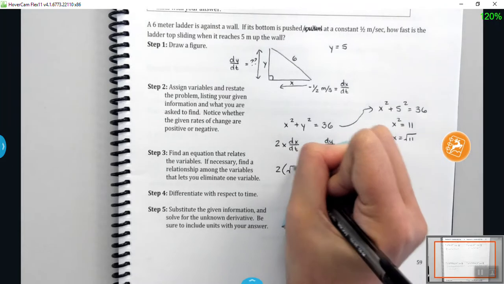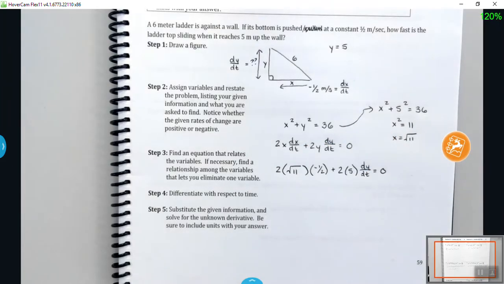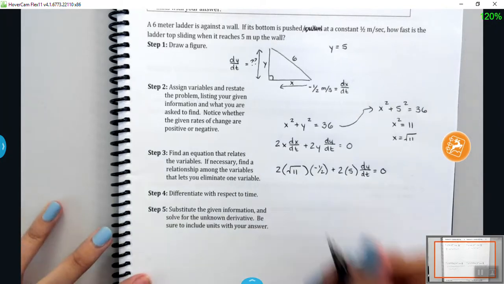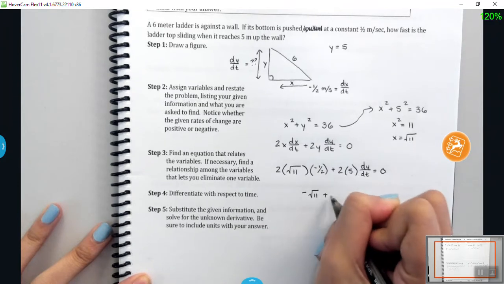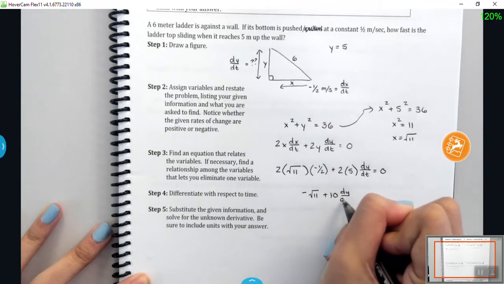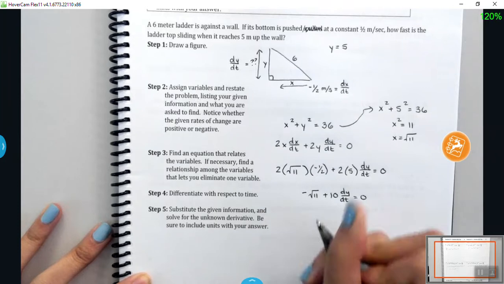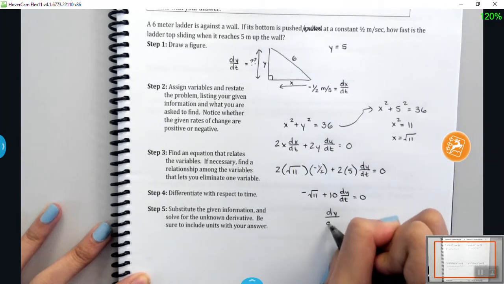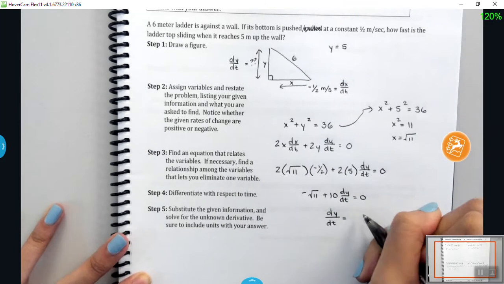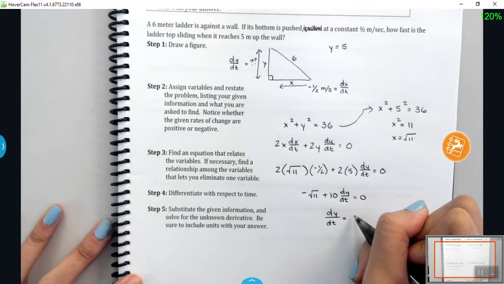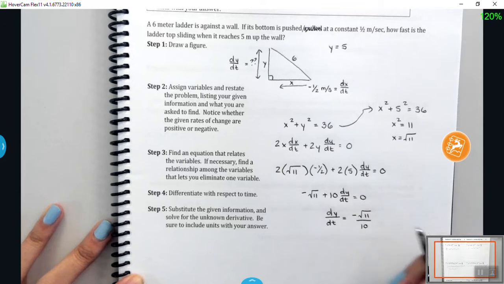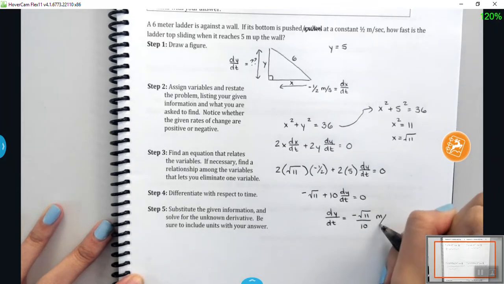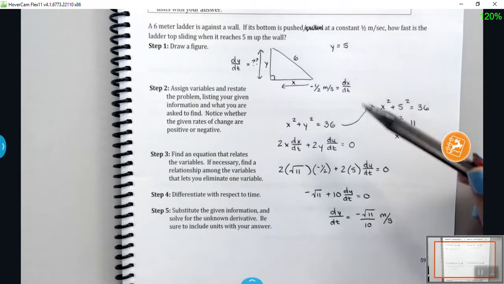So we'll put in square root of 11 here. 2 root 11 times -1/2. Okay, so we solve and we get -√11 plus 10 dy/dt equals 0. And so our change in y over change in time is -√11 over 10. Units, meters per second. So, Aiden, that's what you were talking about.